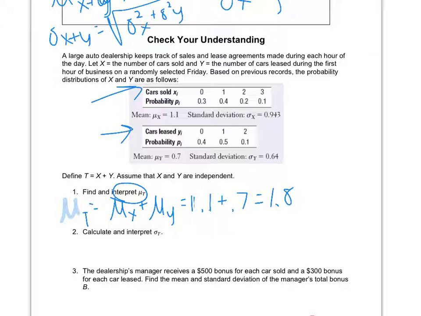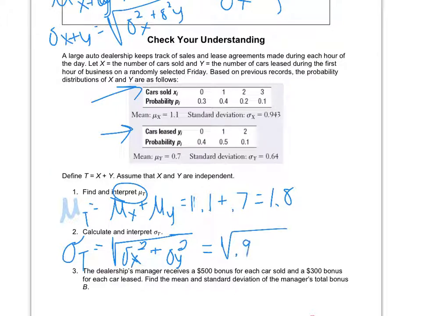Then it asks us to calculate and interpret the standard deviation for T. Well, my standard deviation for T, remember, is going to be the square root of the standard deviation of X squared plus the standard deviation of Y squared, which is going to give us the square root of 0.943 squared plus 0.64 squared, which gives us 1.14.